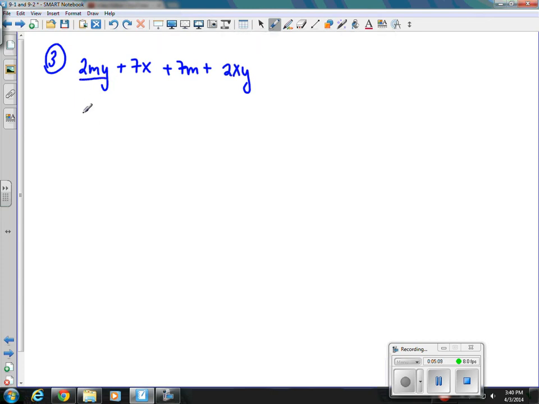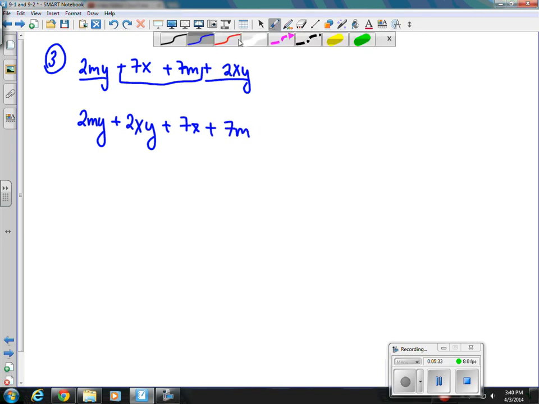So let's start off with our 2my. If I have a 2my, is there anybody else up here that you think could find a GCF with 2my? How about our 2xy? They both have 2's, they both have x's, they should have a GCF. Our next one, 7x and 7m. They both have 7's, so we can tell automatically they're going to have a GCF. So now we group the first 2, we group the second 2, and try to find the GCF again.